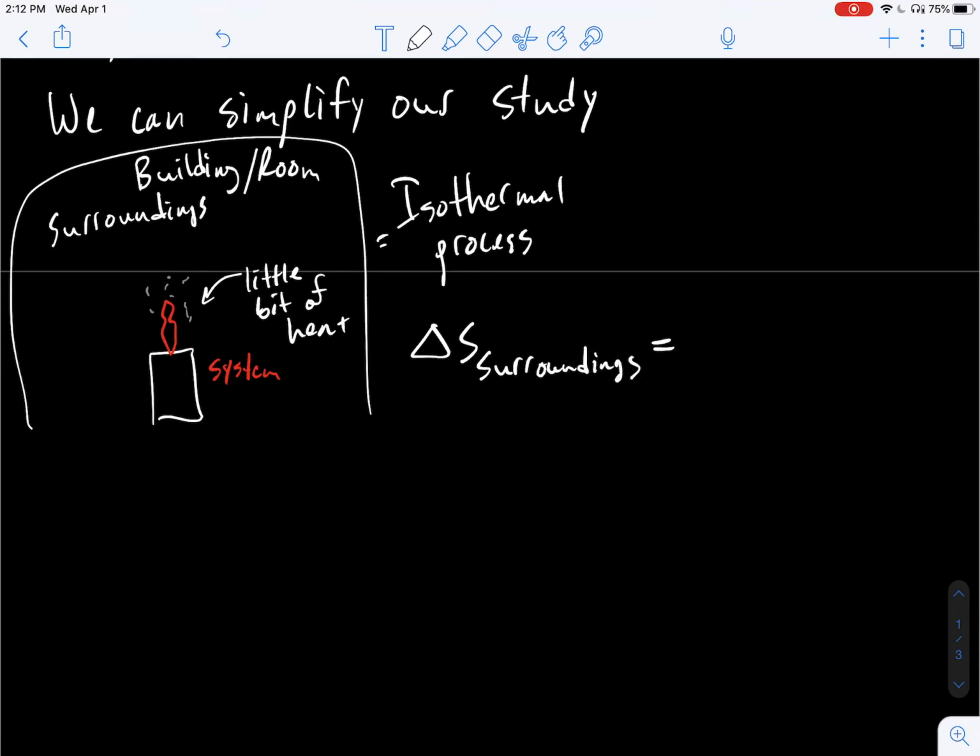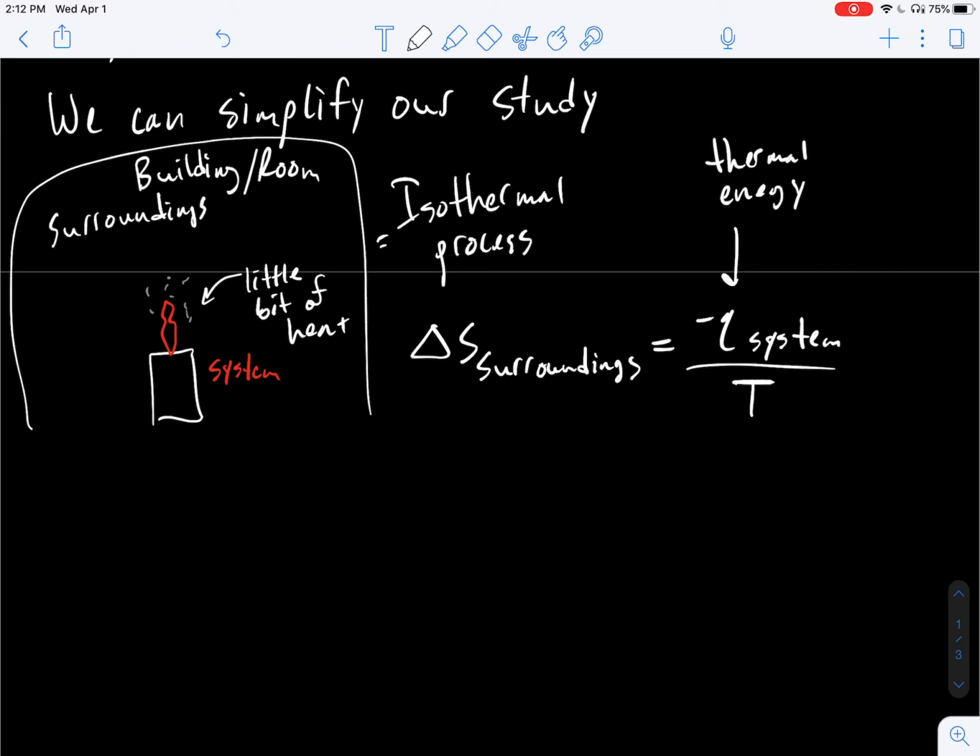as equivalent to the heat of the system, but divided by the temperature of the surroundings. So that's what it's really equivalent to. This means it's equivalent to the thermal energy of the reaction or system. That's it. So for isothermal processes, we can use this equation.